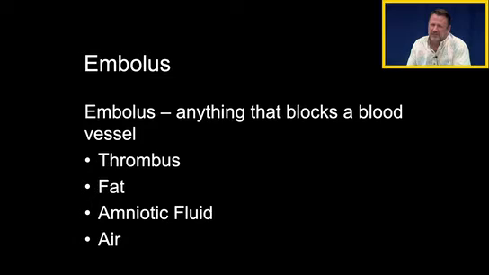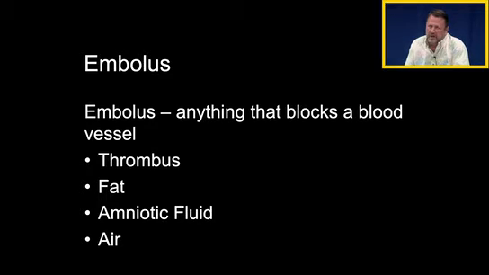An embolus can be anything that blocks a blood vessel. And so when a thrombus forms in one place and then blocks a blood vessel downstream or somewhere else, it will be called an embolism as well. However, we can break large bones and cause fat embolism. We see that in trauma.